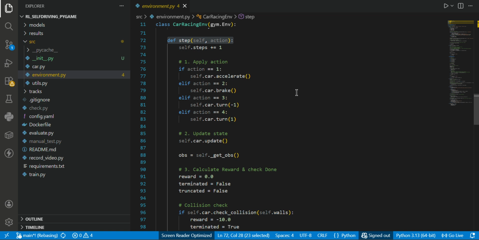Finally, the agent receives a positive reward proportional to its forward velocity. The faster it drives without crashing, the more reward it gets. Over thousands of episodes, the agent gradually learns that safe forward motion leads to the highest rewards.